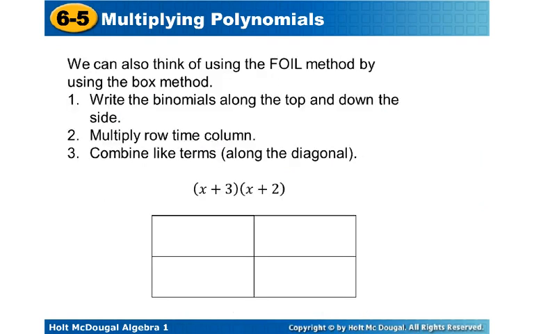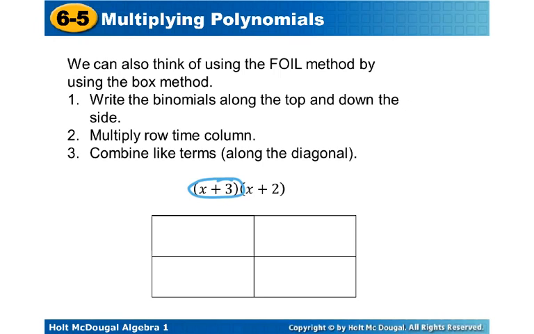Now, there's another method called the box method. And this is kind of like Punnett squares when you guys did that in science. But what you simply do is you take one of your binomials and you write it across the top. And then you take the other one and you write it going down the side. And then you multiply a row by the column. Okay, and then you combine like terms along the diagonal.